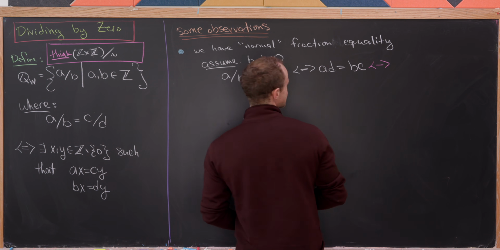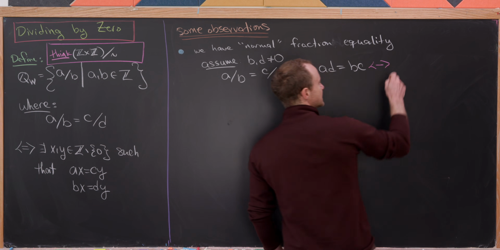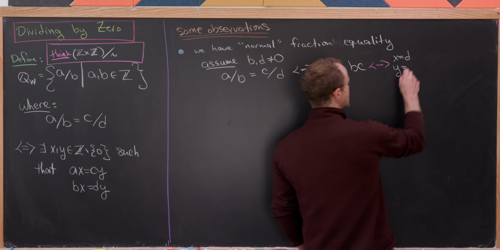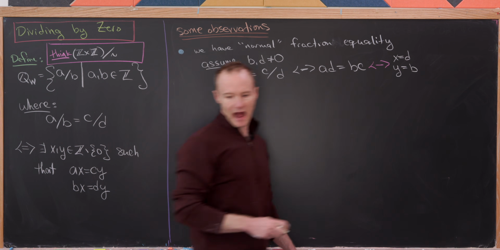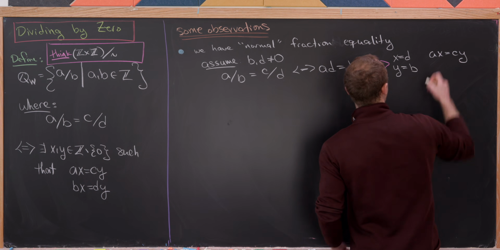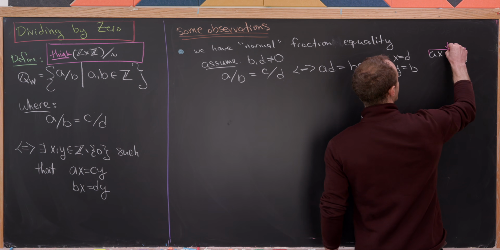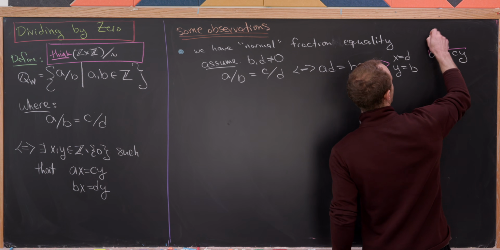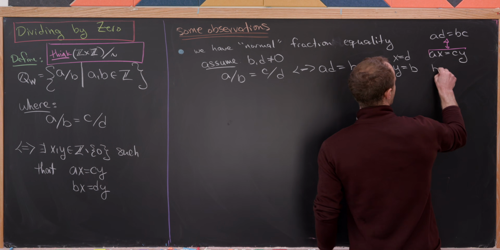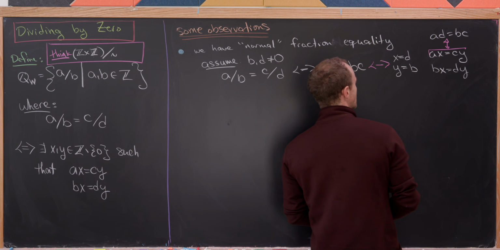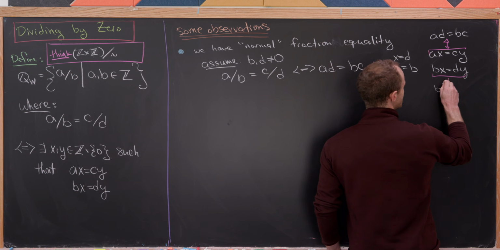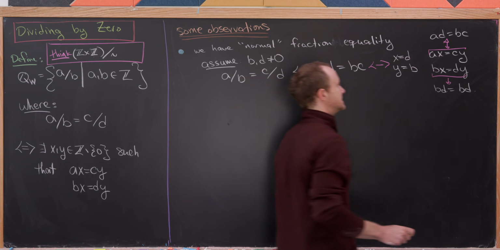So in the language of this equivalence relation, what we would do is we would set x equal to d and we would set y equal to b. Note that our AX equals CY equation in this setup would turn exactly into our AD equals BC equation. And then our BX equals DY equation, well, that's actually pretty boring here. That immediately just turns into BD equals BD.